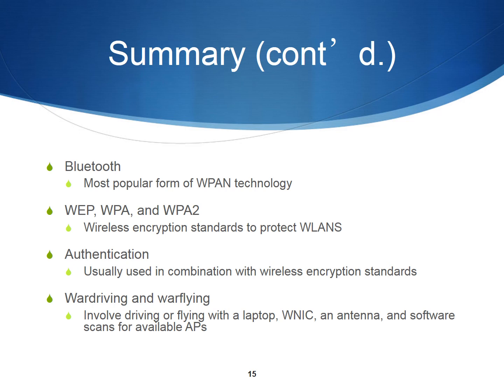Summary continued. Bluetooth is the most popular form of wireless PAN technology. WEP, WPA, and WPA2 are wireless encryption standards to protect wireless LANs. Authentication usually is used in combination with wireless encryption standards. War driving and war flying involve driving or flying with a laptop, wireless NIC, an antenna, and software for available and potentially vulnerable APs.